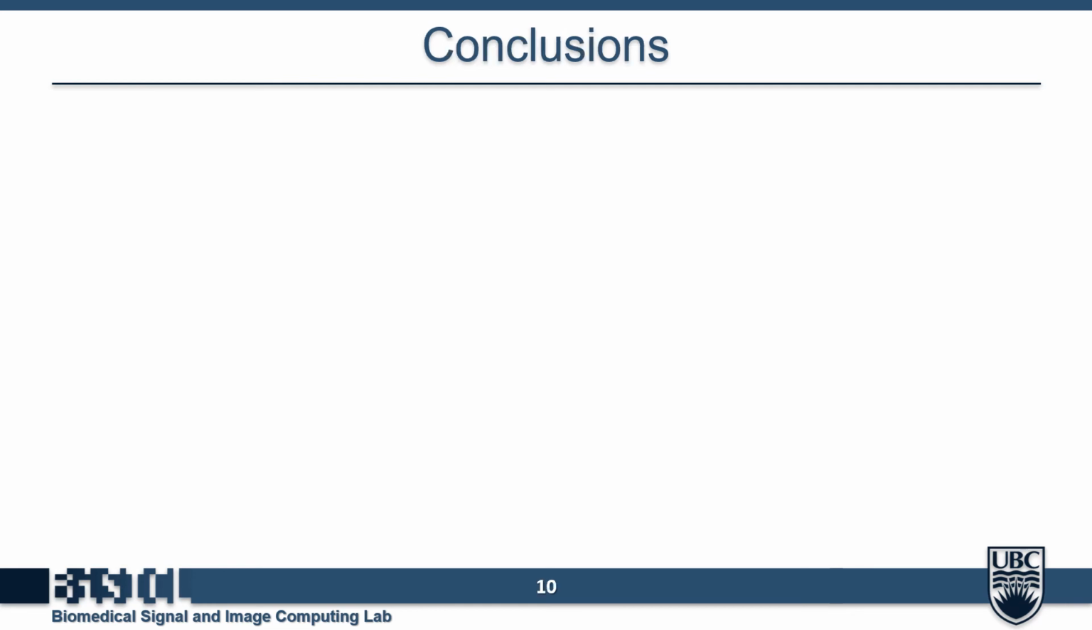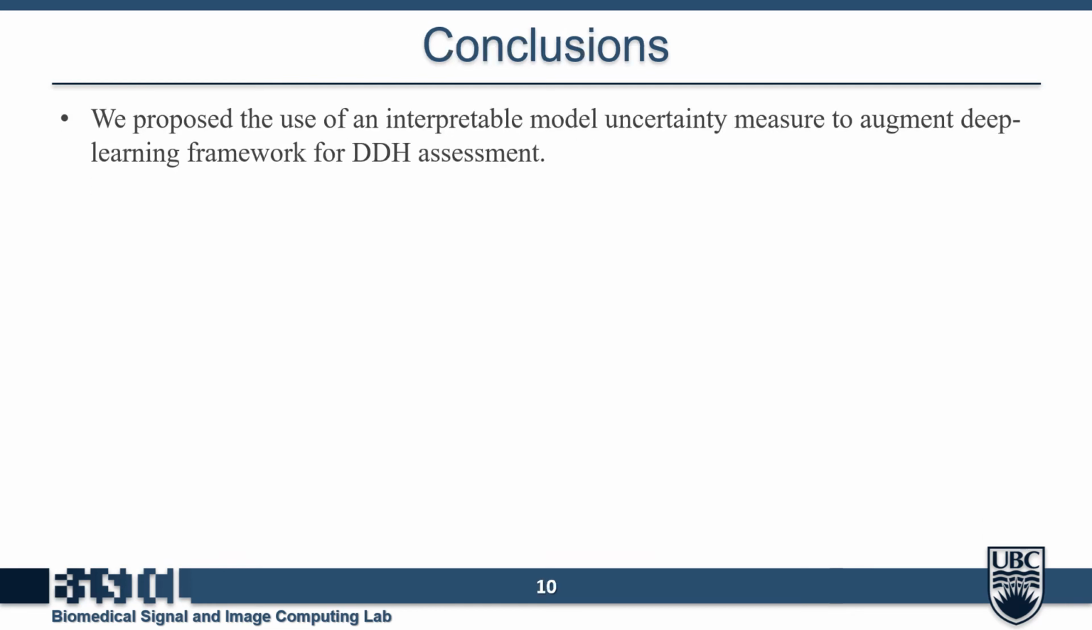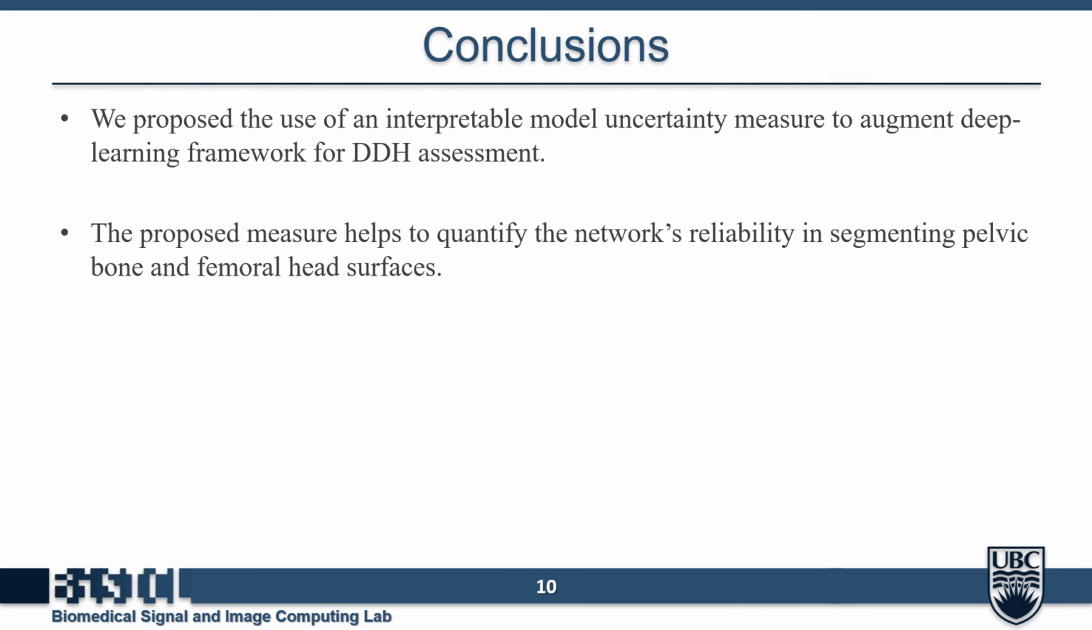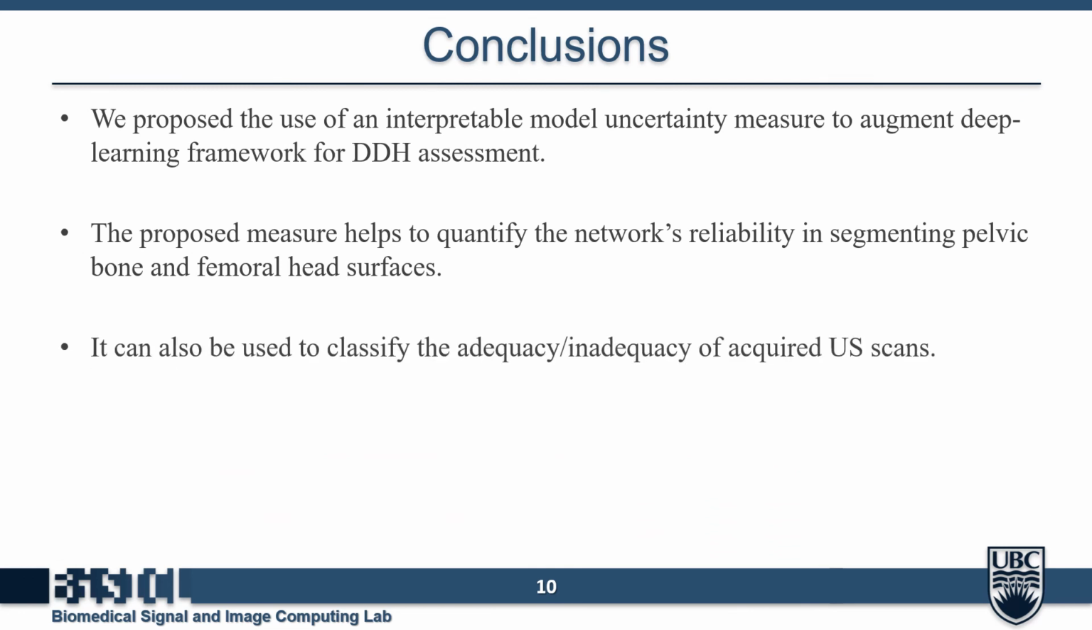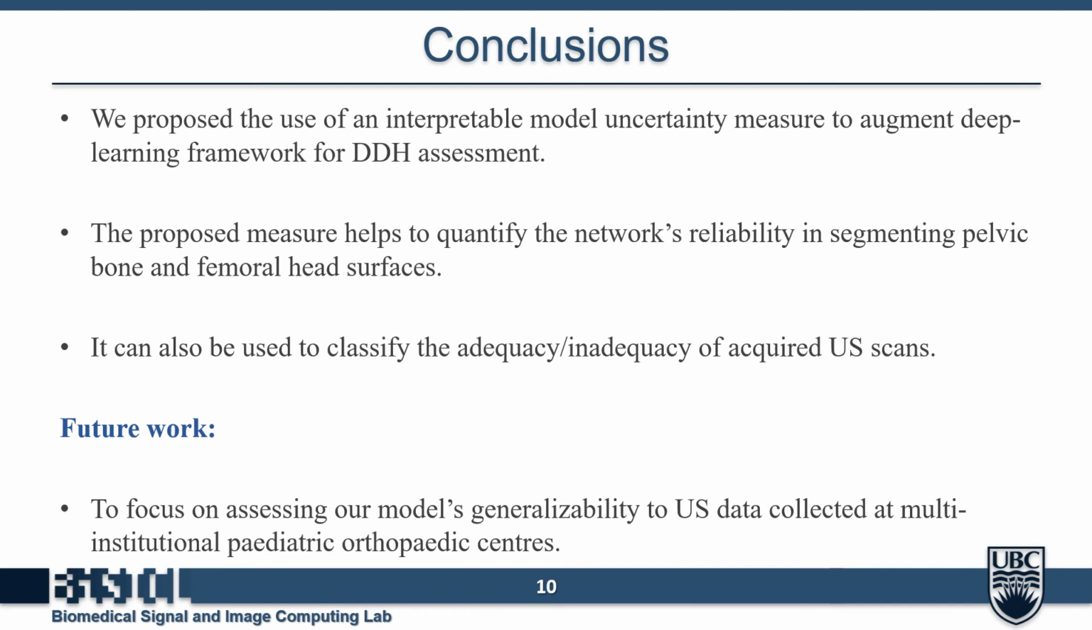We conclude our findings by reporting that our proposed uncertainty measure can be augmented in a deep learning framework for DDH assessment. The proposed measure helps in quantifying the network's reliability, and it can also classify the adequacy or inadequacy of an ultrasound scan. Our future work focuses on assessing our model's generalizability to ultrasound data collected at multi-institutional pediatric orthopedic centers.